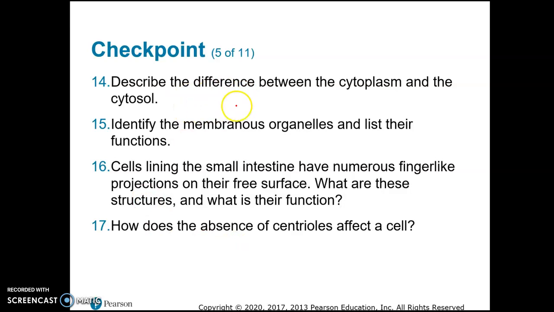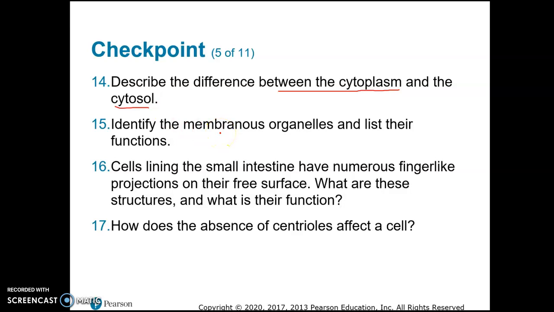Okay, number 14, describe the difference between the cytoplasm and the cytosol. Cytoplasm is everything between the plasma membrane and the nucleus, and the cytosol is only the fluid that's found within the cytoplasm. So the cytoplasm includes organelles, and the cytosol does not.